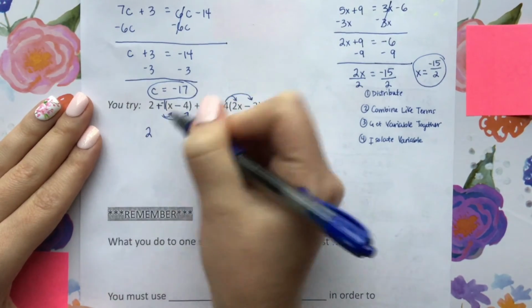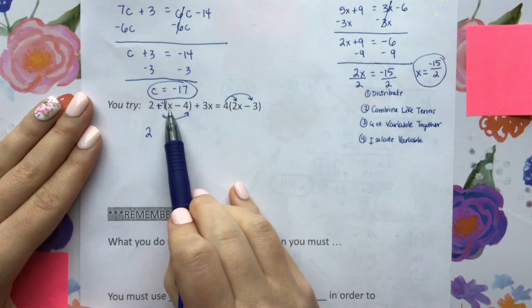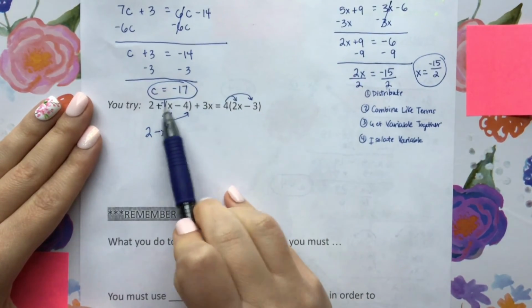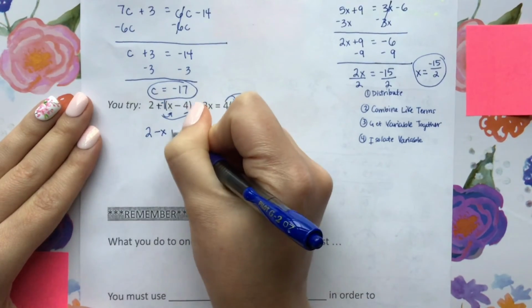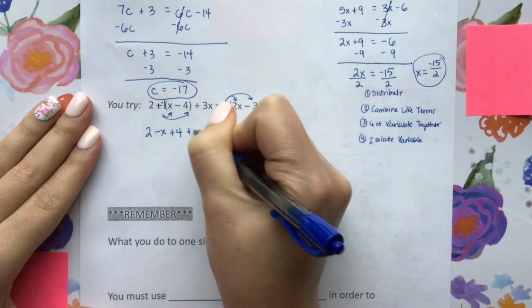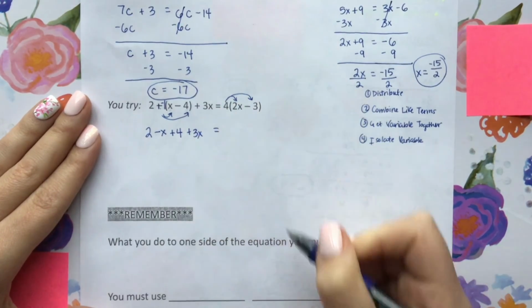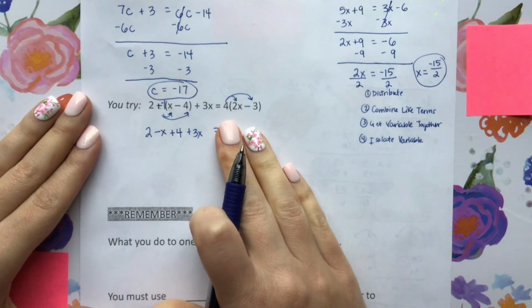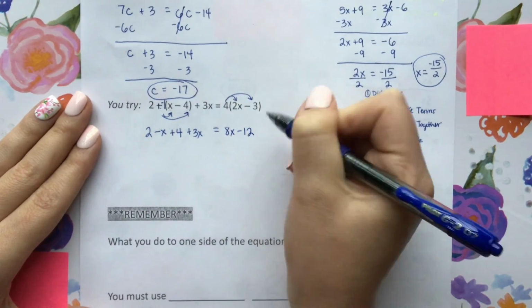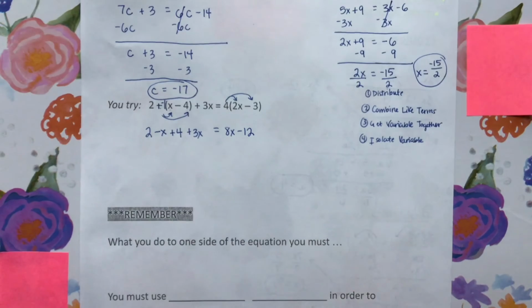So I have 2. -1 times x is going to be minus x. A negative times a negative is going to get me plus 4. And then I carry down my plus 3x is equal to, now I'm at 8x minus 12. Alrighty, I did my distribution.